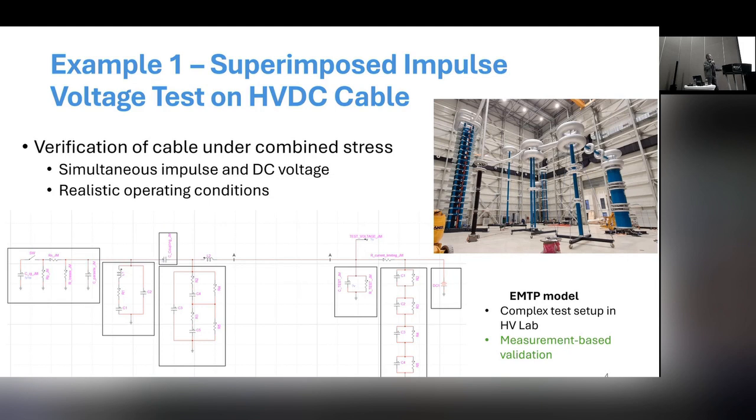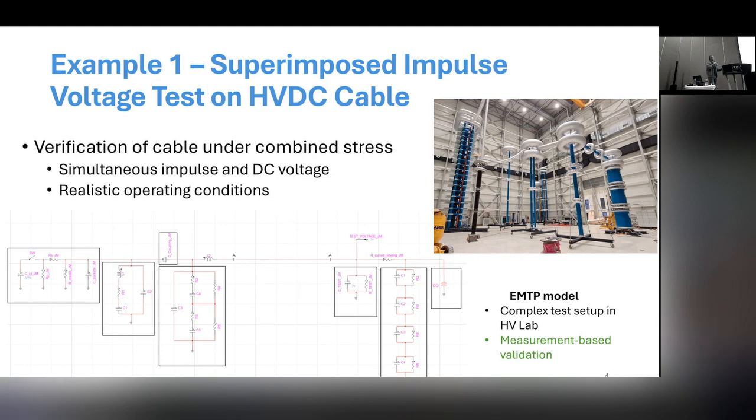So here you can see the impulse generator, which is modeled here. The test object is the HVDC cable, but in the first step, we just put a capacitor here representing the capacitance of the cable which will be under test. We need to have DC voltage on our capacitor, and then we need to superimpose a lightning or switching impulse, and the tests are done with different polarities according to the IEC standard.